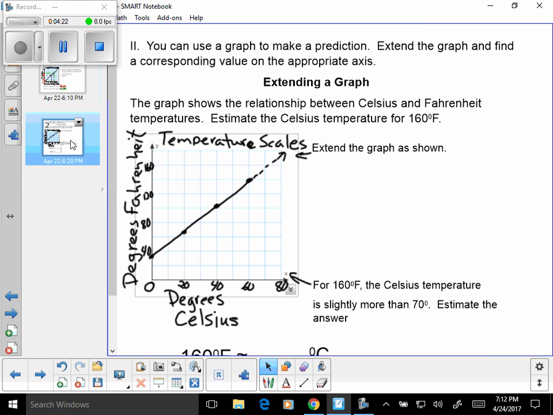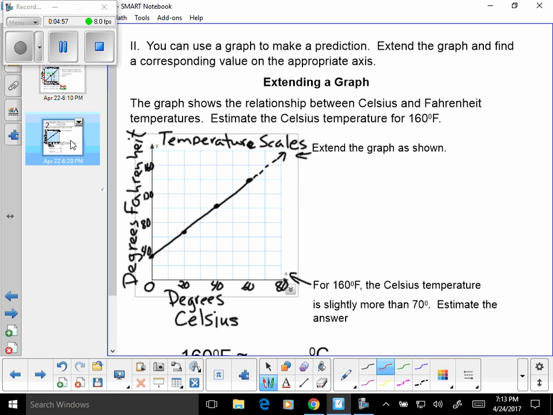The second thing is that sometimes the graph doesn't give me the complete information, and I'm going to use that graph to make a prediction. And I'm going to do that by extending the graph and then finding the corresponding value on the appropriate axis. To extend a graph, this is again where a ruler comes in handy. I would match up my ruler with the line with the information I'm given on the graph. And then notice that they put it on as a dashed line up here on the right side.